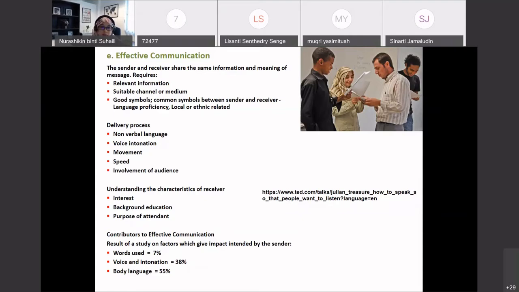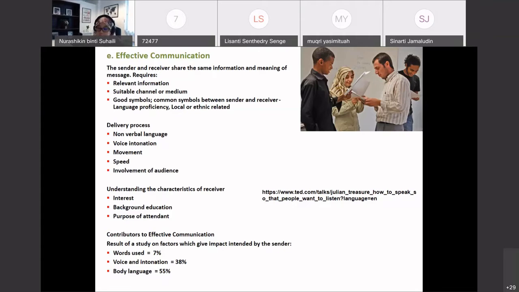Yeah? And then it also requires a suitable channel or medium. Okay, I've talked about it just now. You have to choose correctly based on your targets, based on the suitability of the information, right? And also good symbols. Okay, what is meant by good symbols? We're not talking about symbols, but we are talking about language, like how you write, how you say it to people. Like now, if I don't use correct English, will you understand? Will you get my ideas, or will you get my information? So it will affect. Okay?